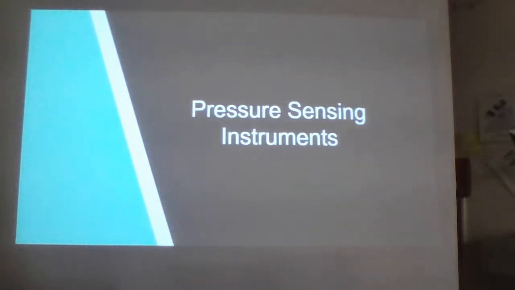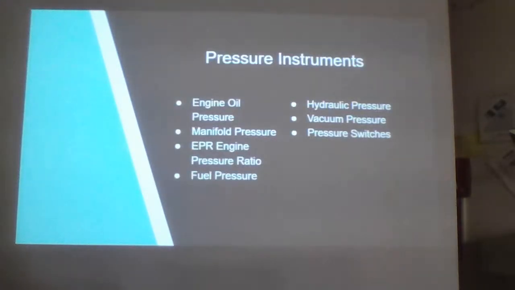Okay, we have our pressure sensing instruments. So our pressure sensing instruments are going to be our engine oil pressure, manifold pressure, EPR, engine pressure ratio, our fuel pressure, hydraulic pressure, vacuum pressure, and pressure switches. This is a list of all of the pressure reading instruments that we could possibly have in an aircraft.